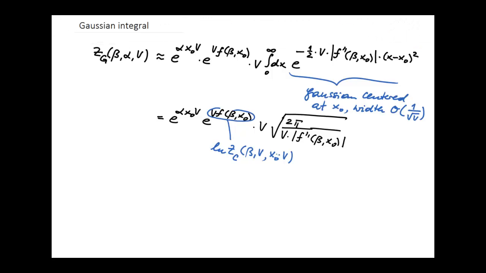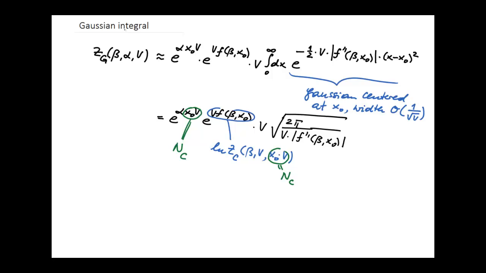Let me call this x naught times v. Let me call this n with a subscript c, meaning that this is the particle number that features in the argument of the canonical partition function. And I do the same replacement here. The x naught v, this is the particle number featuring as an argument of the canonical partition function.